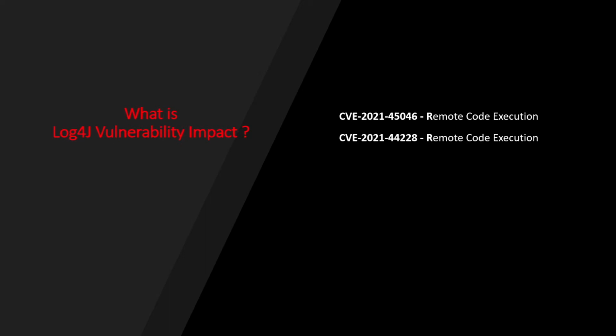So let's see what the impacts of this Log4j vulnerability are. CVE-2021-45046 will help us get remote code execution. CVE-2021-44228 is the same thing, it also gives remote code execution. And CVE-2021-45105 is a stack overflow error. It will keep throwing errors and works like a DoS attack, so the applications will not be available.